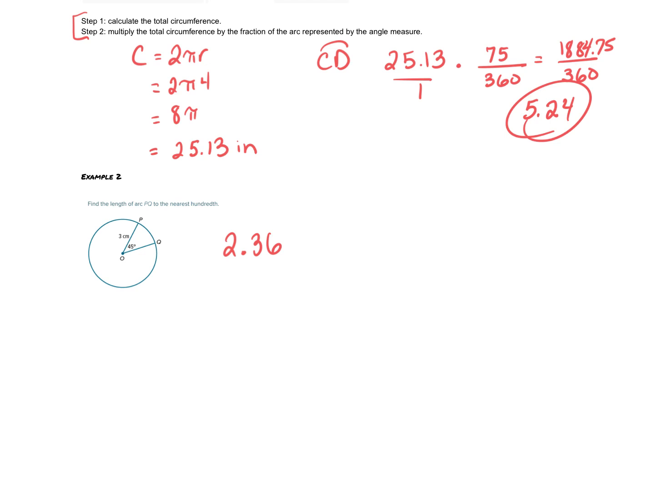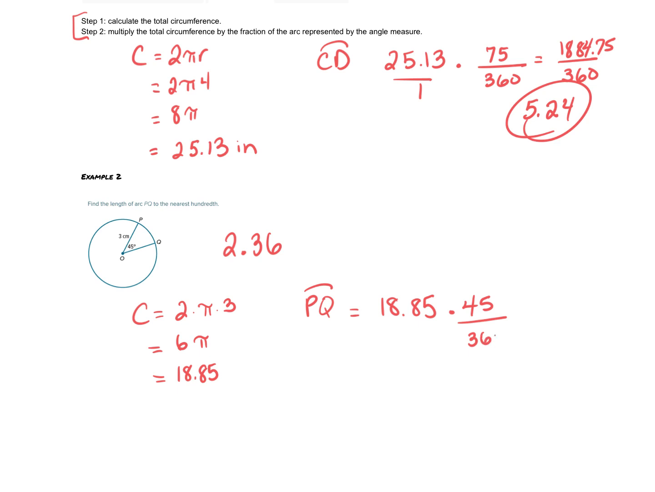Example 2, we have a radius of 3 centimeters. So my total circumference is 2 times pi times 3, which of course is 6 pi. And when I do 6 times pi, I get 18.85. So then to find the length of PQ, I'm going to take my total circumference and multiply it times my angle or arc degree, which is 45 degrees of the total 360.